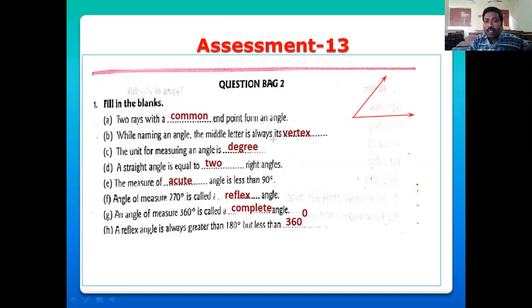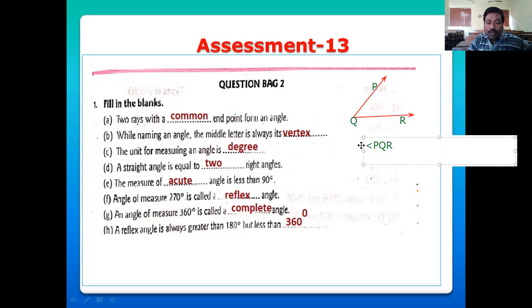While naming an angle, the middle letter is always its vertex. Yes, this is the naming. Suppose when we write the naming of this angle, here is P, here is Q, and here is R. We write angle PQR, or we can write it this way also, angle RQP. So in both cases we see that Q is the middle letter. So this represents the vertex. So here the answer is vertex.